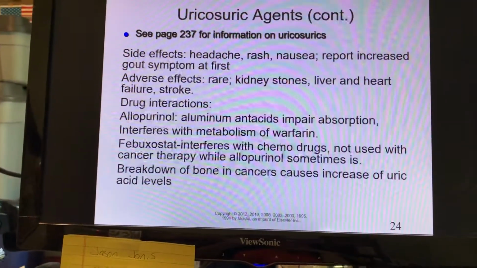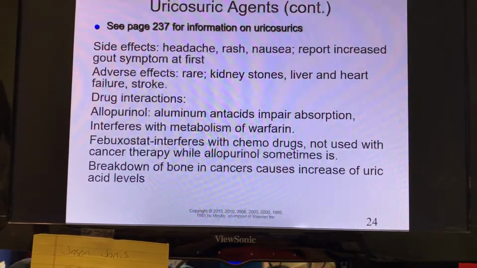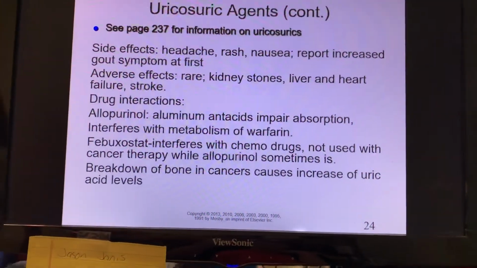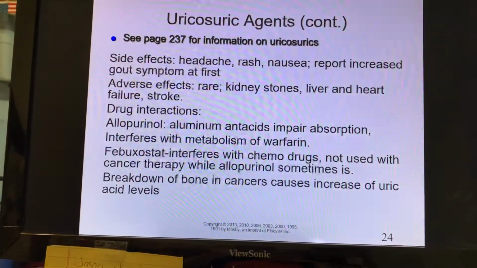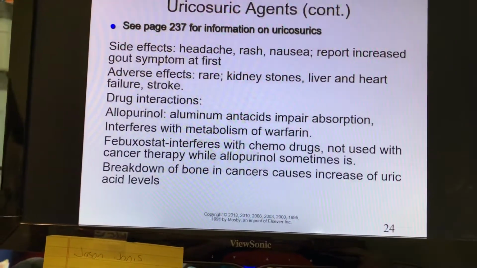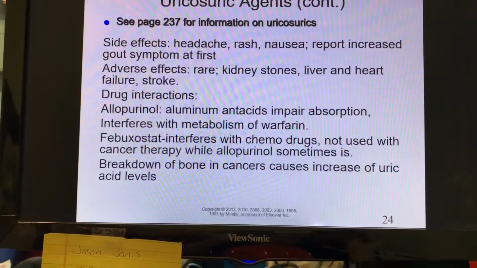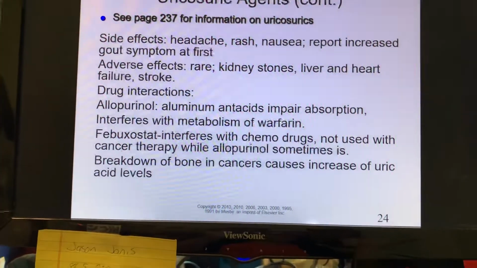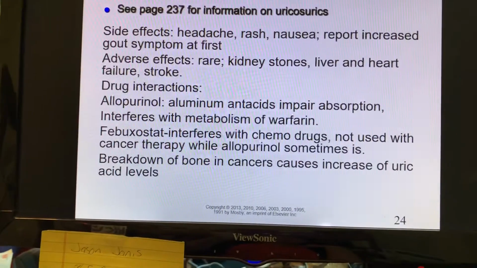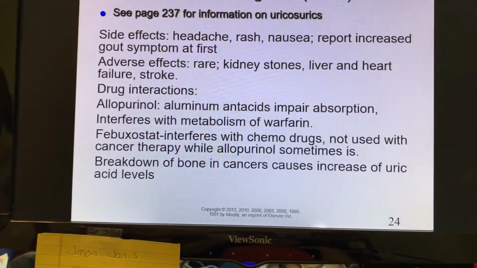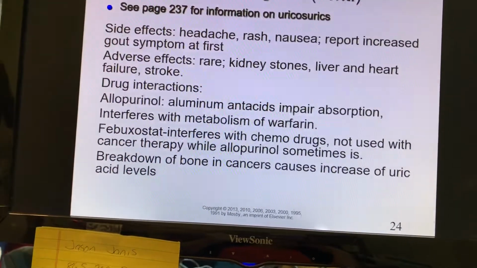Drug interactions. Allopurinol is prevented from being absorbed properly by aluminum antacids. So you don't want to be popping Tums and any other drugs that contain aluminum. Allopurinol also interferes with the metabolism of Coumadin, but hello, what doesn't, right? Febuxostat can interfere with chemo drugs, so you cannot use them in addition to chemo drugs.